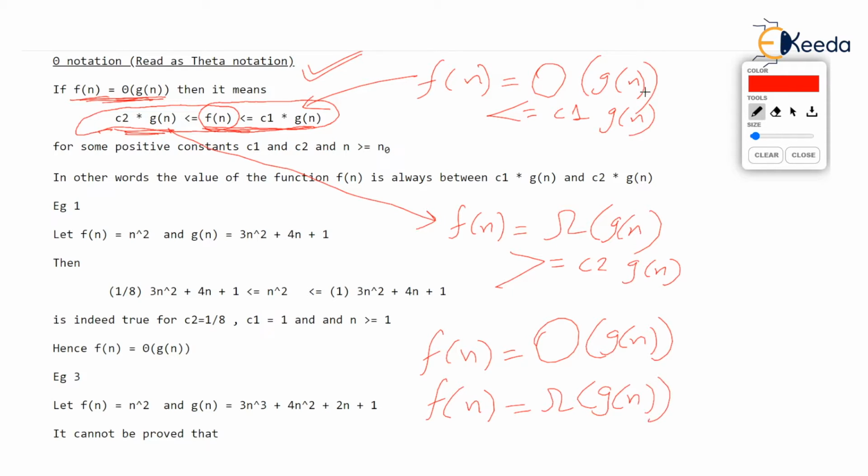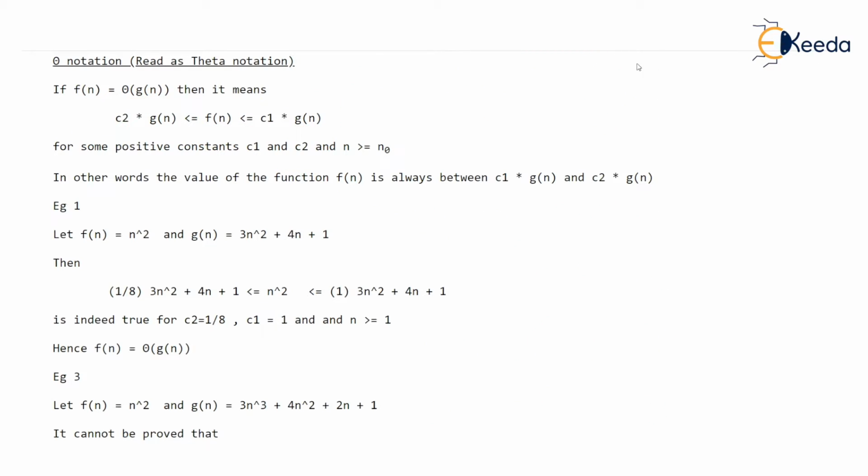In short, Fn is equal to theta of Gn if Fn is big O of Gn and Fn is omega of Gn. If both are true, then Fn is theta Gn. Okay, let's see what does that mean, with some examples of course.